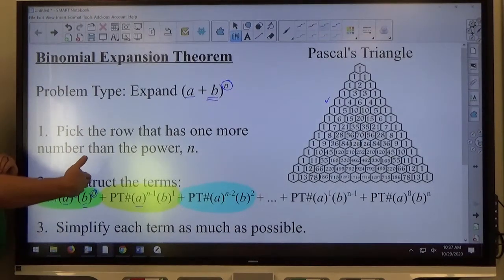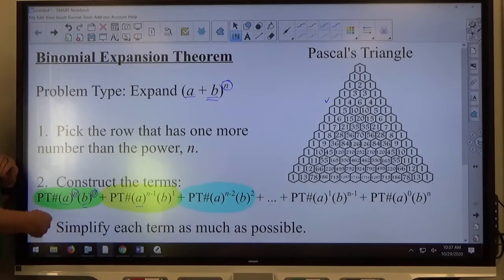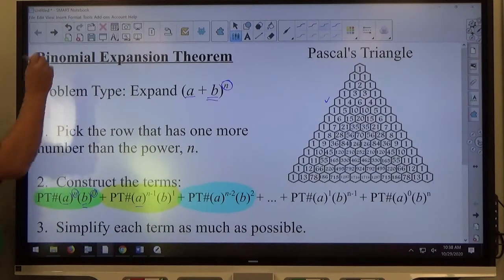Once you've written out the answer, the last step is to simplify every object as much as possible. That's step 3, make the answer pretty. So step 1, pick the right row. Step 2, write the correct answer. Step 3, make it pretty. There's your process. So let's try it out.